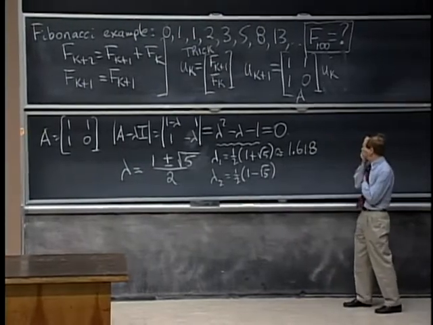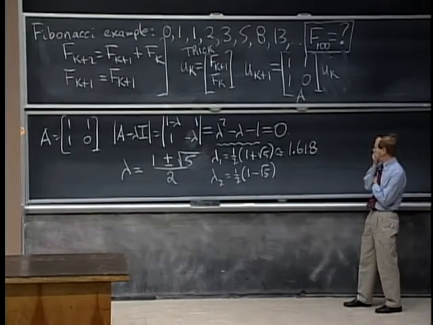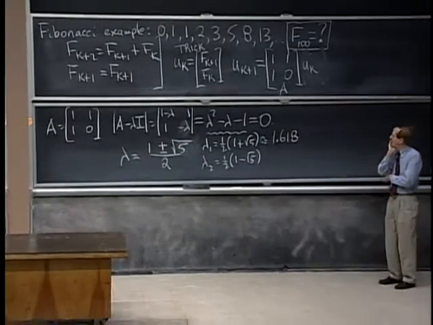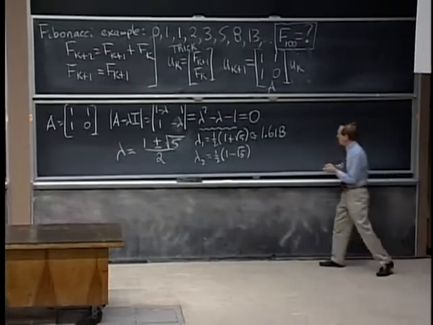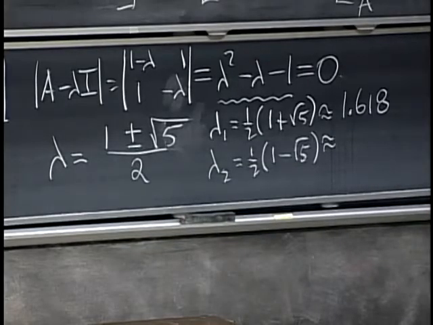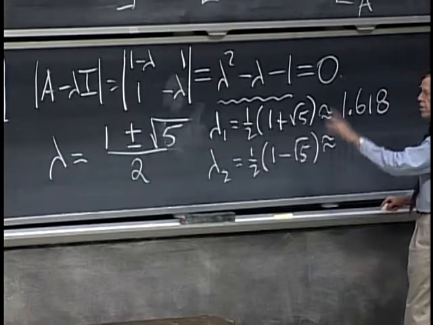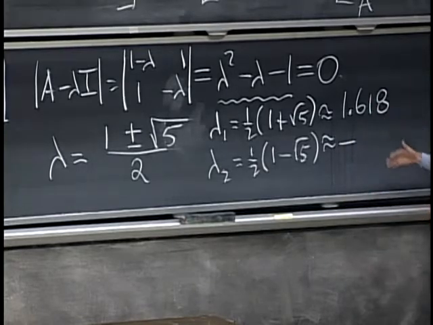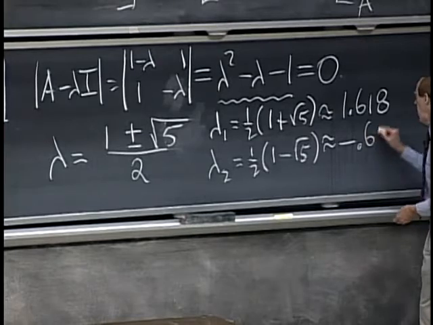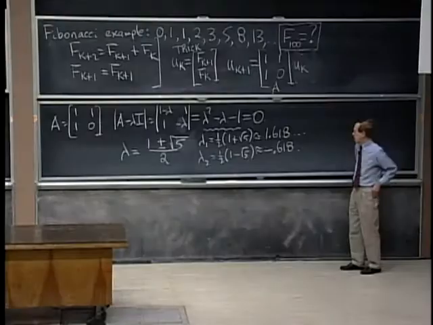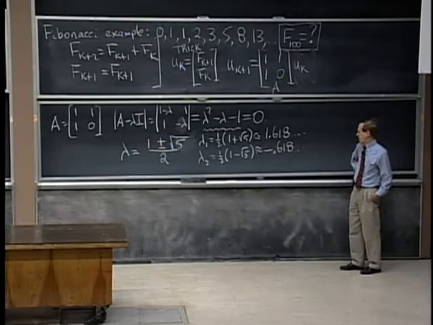Not exactly, but suppose it's 1.1. Then what's lambda 2? Is lambda 2 positive or negative? Negative, right? Because it's obviously negative, and they add up to 1, so minus 0.618, I guess. Those are the two eigenvalues.